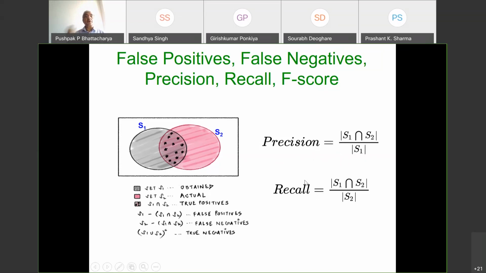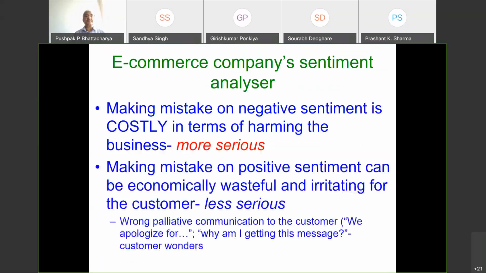And when we bring in probability, they can be very nicely mapped to the type 1 and type 2 errors. But let us do some qualitative analysis. An e-commerce company has built a sentiment analyzer, because it cannot track all the customer opinions. The volume is just too large.